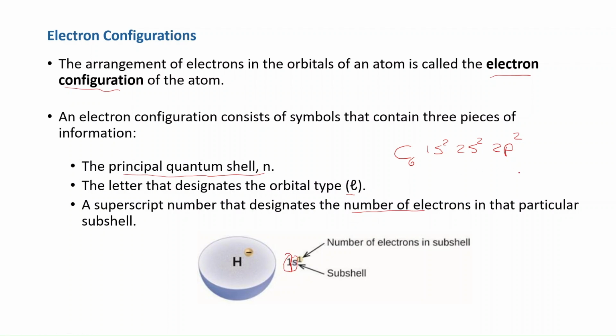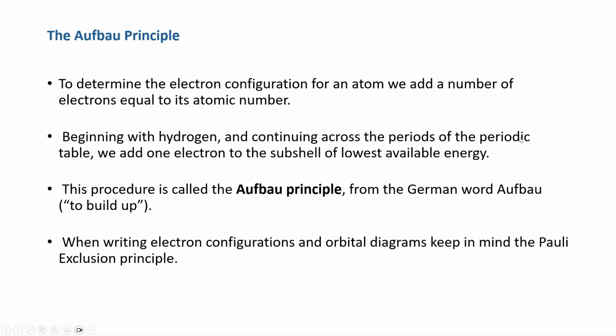We have them in order, and we start filling with the lowest energy, and we fill up until we use up all of the electrons. Okay? Again, the number in front tells you the energy level, the letter tells you the orbital type, and the superscript tells you how many electrons are in that particular orbital. So make sure that the number of electrons you use equals the atomic number.